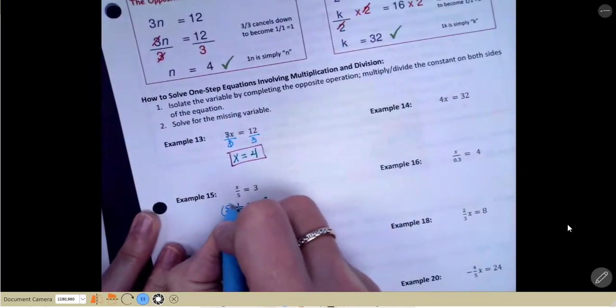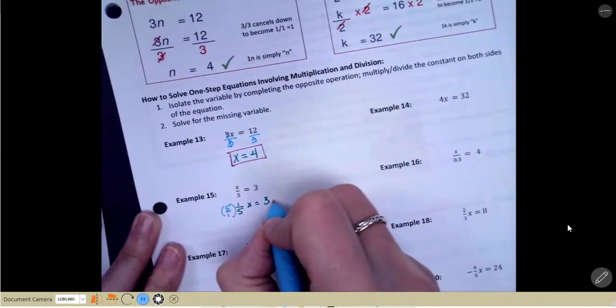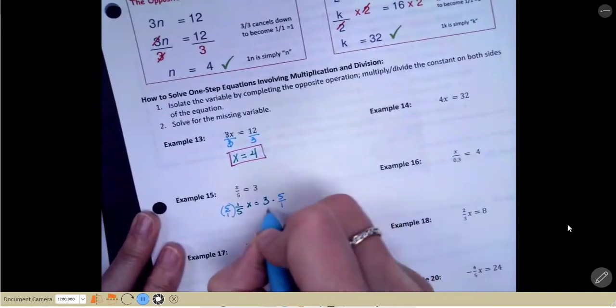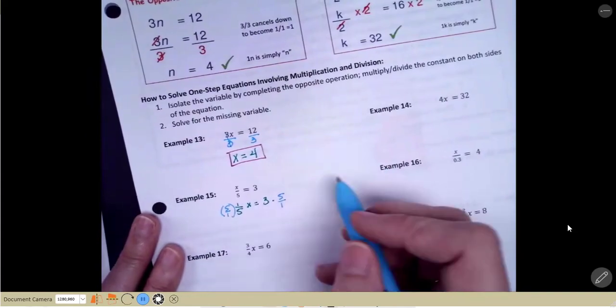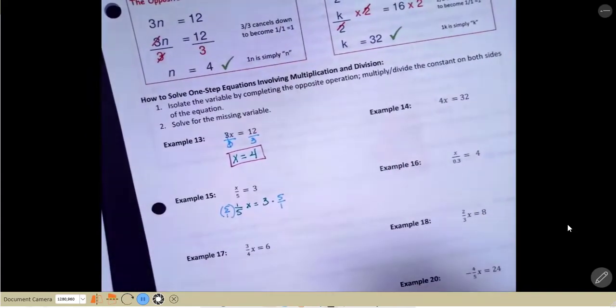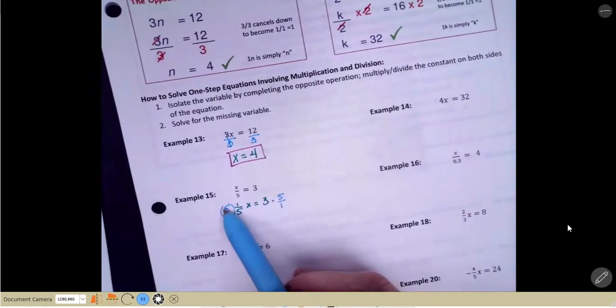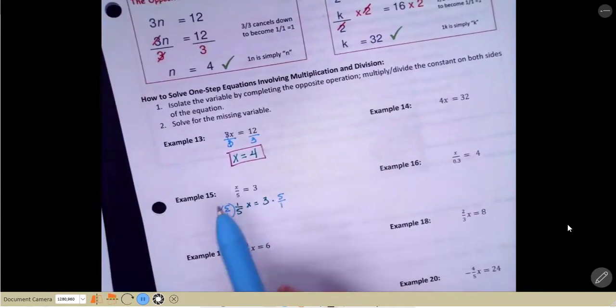5 over 1, and then times 5 over 1. Now, you really don't need the over 1, okay? But sometimes that's just how people write it. But what is 5 over 1 times 1/5?